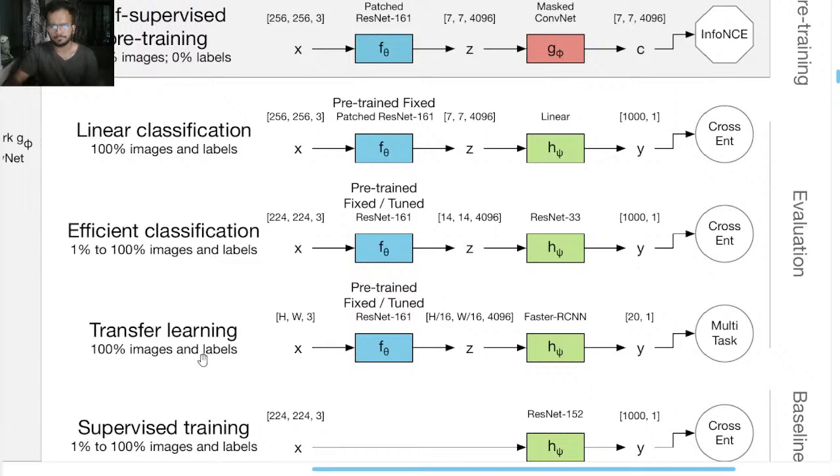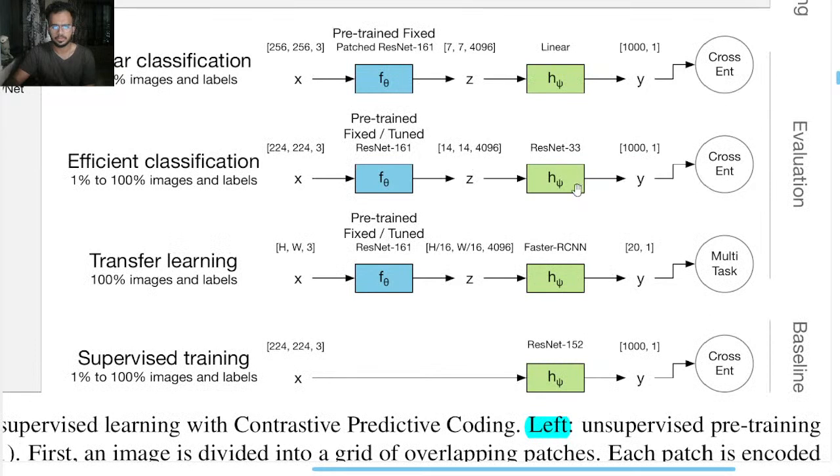Transfer learning. In transfer learning, you have your pre-trained feature extractor. As this pre-training is done on the ImageNet dataset, they're calling it transfer learning because they are trying to beat the accuracy on the object detection dataset, which uses a Faster R-CNN model.